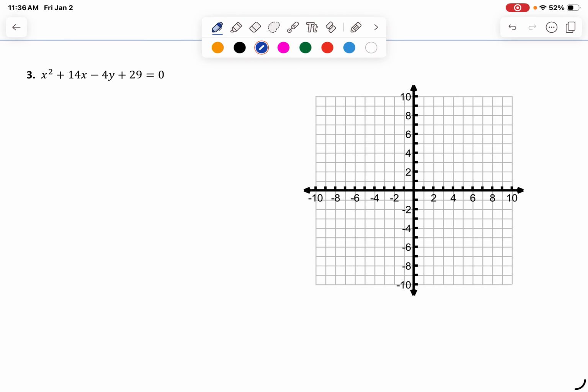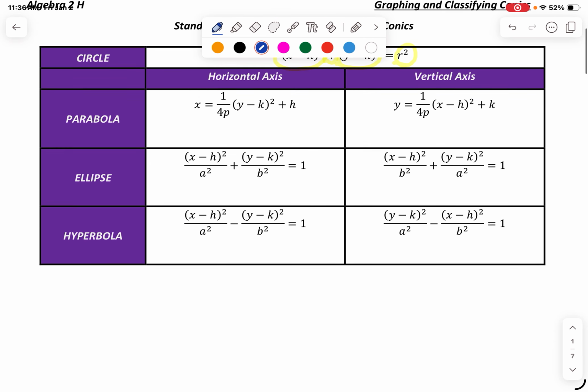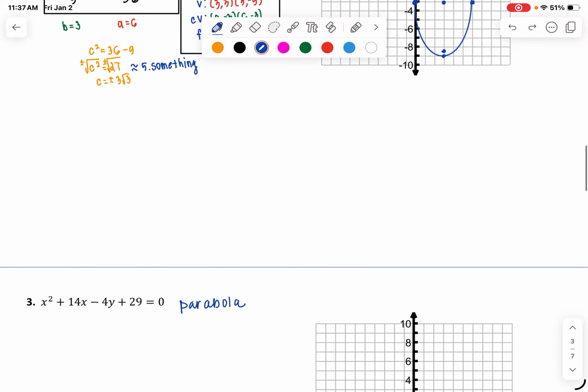I'm looking at this, and I only see an x squared. I don't see a y squared, so I know this is a parabola. If it only has an x squared, I'm only completing the square for x, and that means it's going to be a y equals. This is going to be a vertical parabola. So let's go ahead and do that.